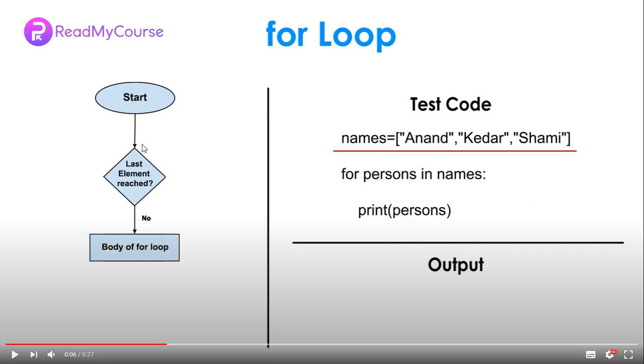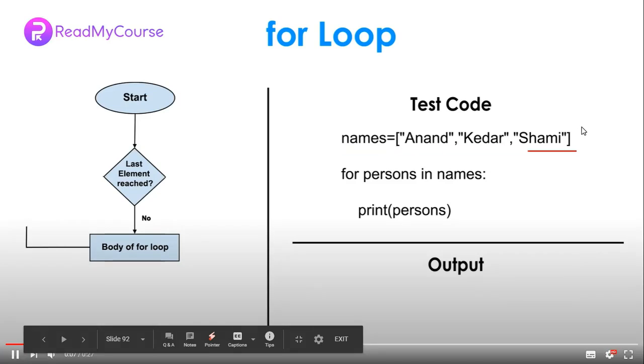Now again, it will check whether the last item is reached or not. Because we are reading Kedar, this is not the last item. So again, we will continue the loop, and now we will have Sami. We'll print Sami, and we'll check whether the last item is reached or not. Because we are now reading Sami, this is the last item, so we'll exit from the for loop.